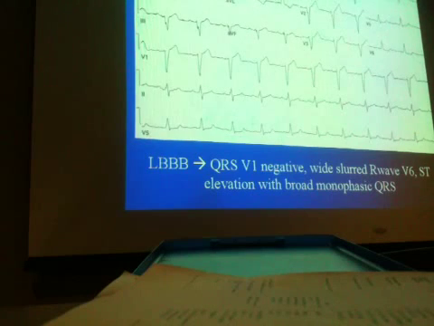Okay? So left bundle branch block, the QRS in V1 is negative. It's mostly below the isoelectric line. And in V6, rather than having a nice slurred S wave, we would have a wide R wave. And you see that over here. It's an R wave. There's not even an S wave, it's a wide R wave. Okay? And we have ST elevations pretty much everywhere.